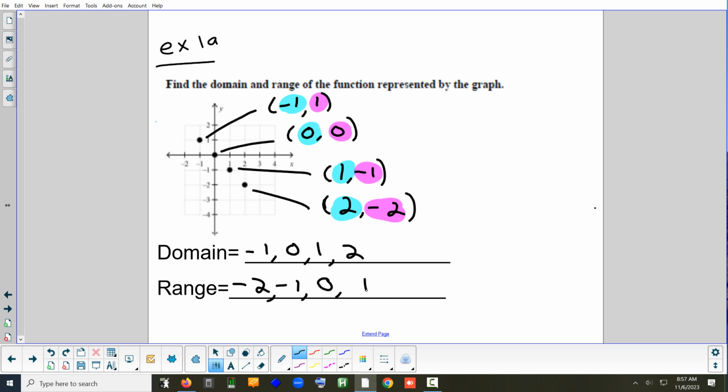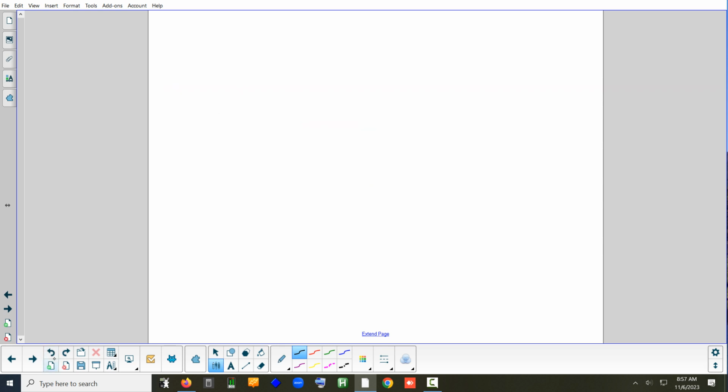And they don't have to be in order. I just like to put them in order because then it's easier for me to find them, especially if I have a lot of points and you start getting points like this. Well, then you may have some range values that are repeated. So if it's repeated, we don't have to write it twice. We only write it once.